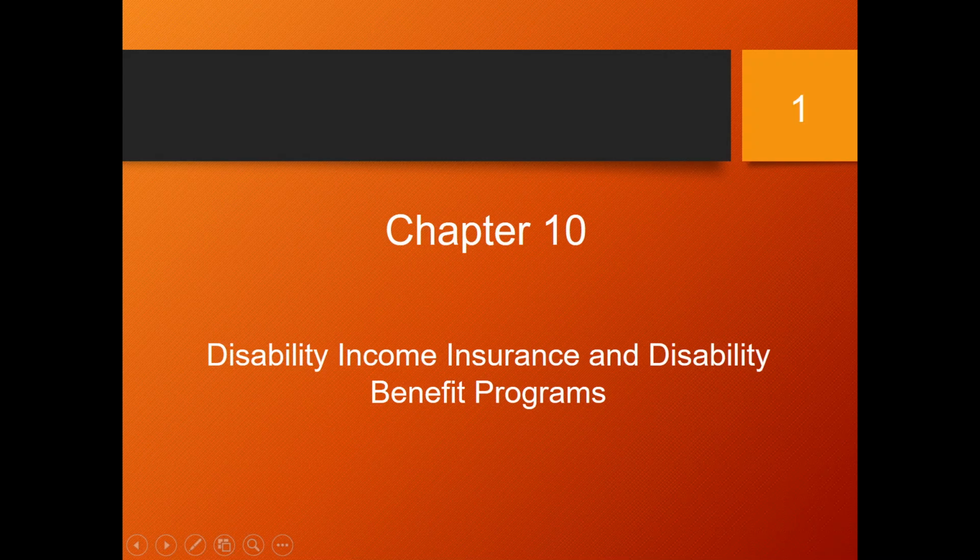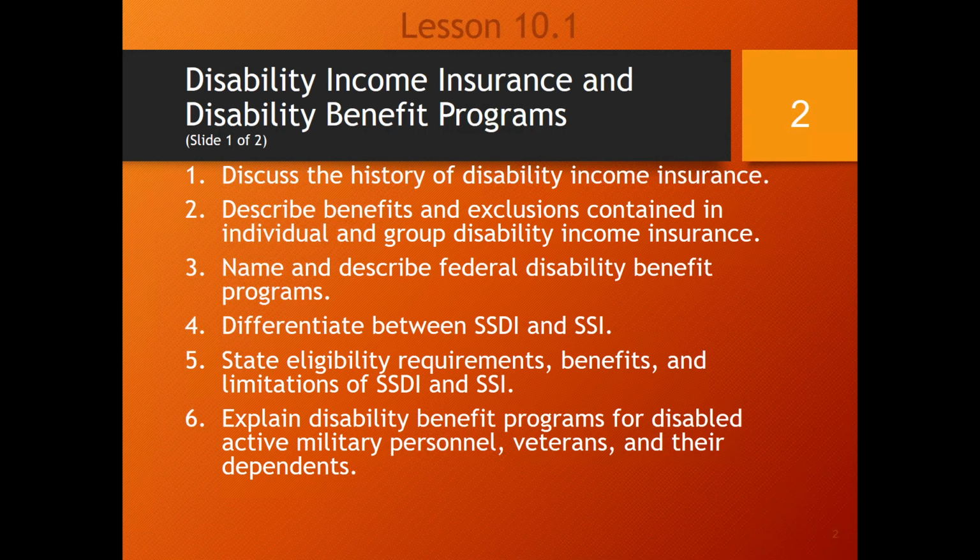Chapter 10 is Disability Income Insurance and Disability Benefit Programs. Our lesson objectives: discuss the history of disability income insurance, describe benefits and exclusions contained in individual and group disability income insurance, name and describe federal disability benefit programs, differentiate between SSDI and SSI, state eligibility requirements, benefits, and limitations of SSDI and SSI. Explain disability benefit programs for disabled active military personnel, veterans, and their dependents.